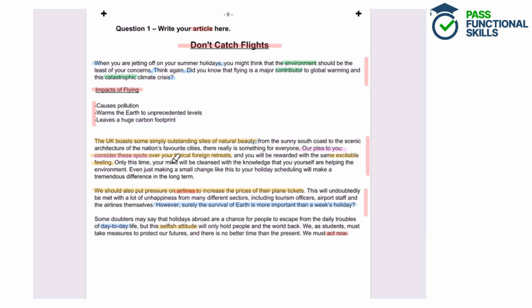And you will be rewarded with the same excitable feeling. Only this time, linking to the previous sentence again, your mind will be cleansed with the knowledge that you yourself are helping the environment. So we've just talked about helping the environment, and then we're going to follow on from this by saying, even just making a small change like this, referring again to previous sentences, to your holiday scheduling will make a tremendous difference. So all of the sentences really link together, almost like jigsaw pieces, forming a full picture, full jigsaw.